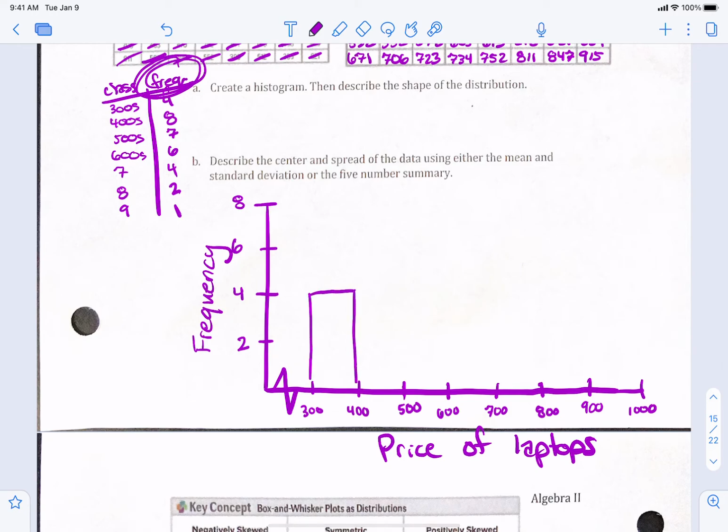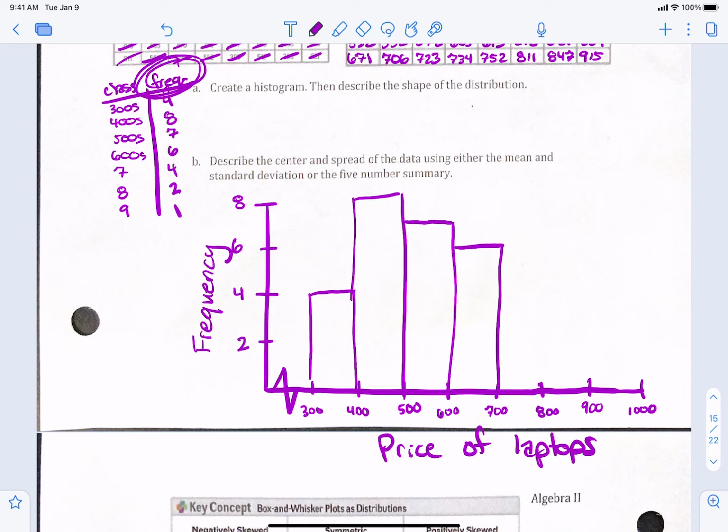Just make your bar chart. 4 in the first category. 8 is here. Okay. 7, 6. Do your best to do these. 4. And then 2. And then 1. There you go.